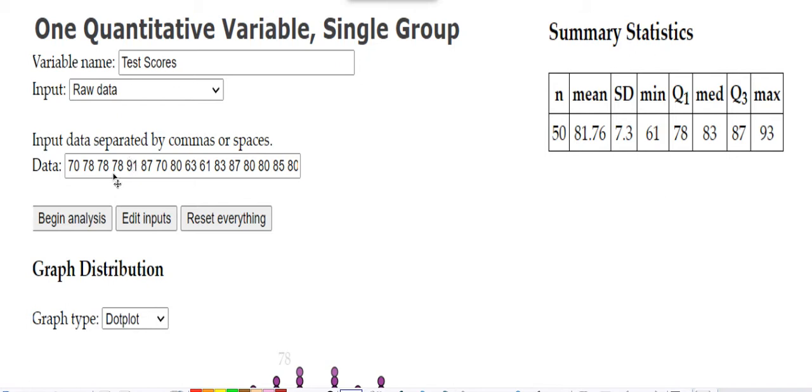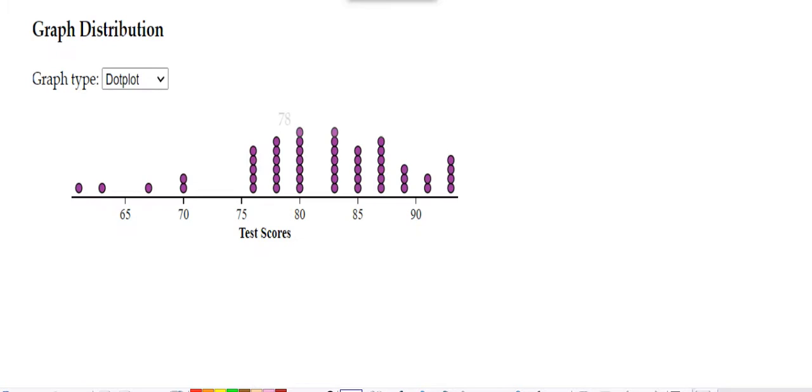Okay, so we have here the data of the test scores, and I put them in. It could be in any order as long as you have spaces in between. And then I just click begin analysis and I will get my graph, my dot plot to be specific.